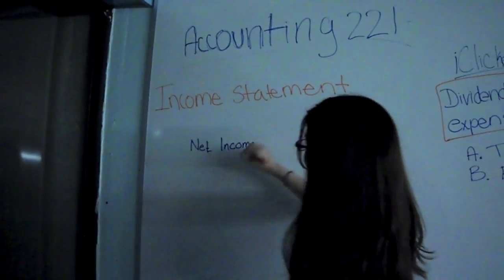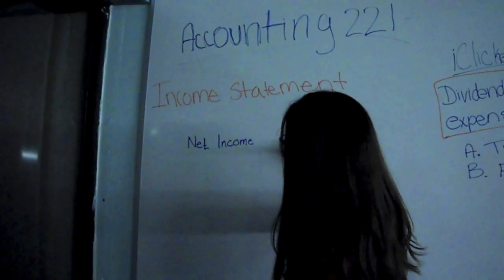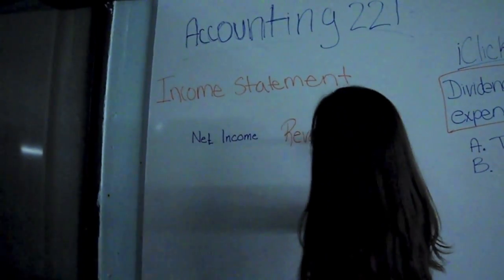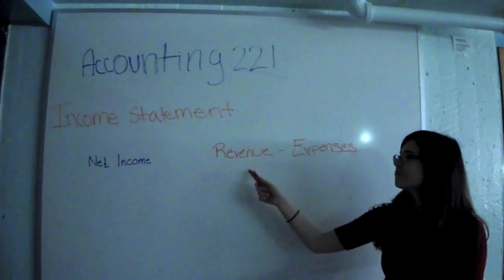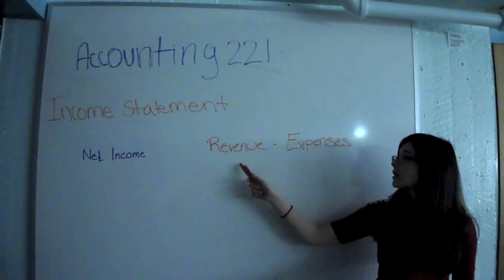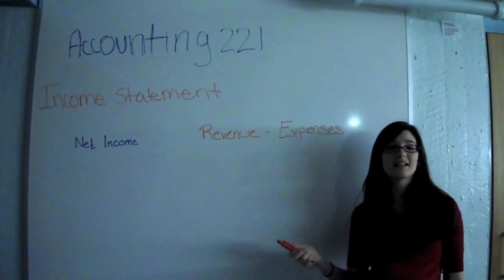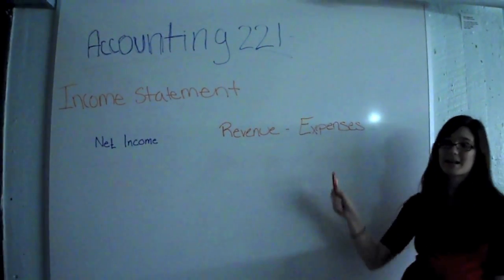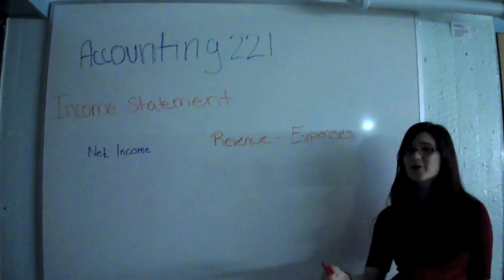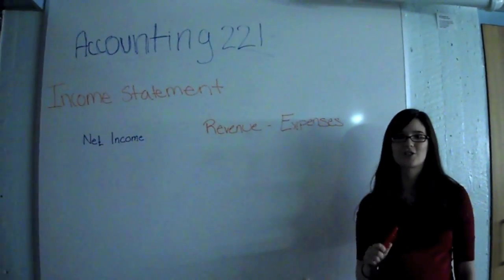So, net income is revenue minus expenses. Does anyone know what revenue is? Revenue is money that a company earns by providing customers with goods and services. Expenses is the money that that company spends in order to provide those customers with goods and services.